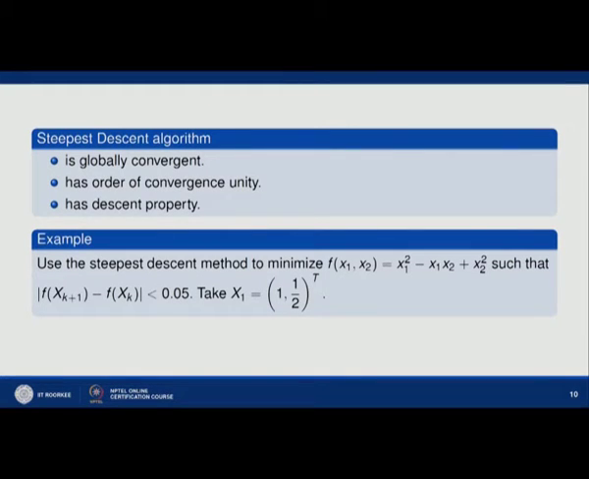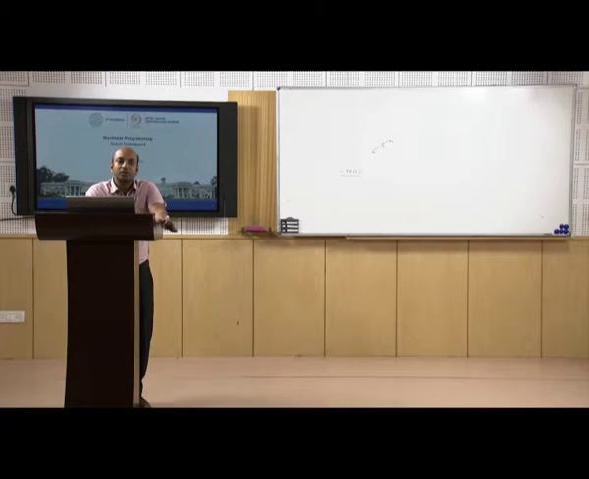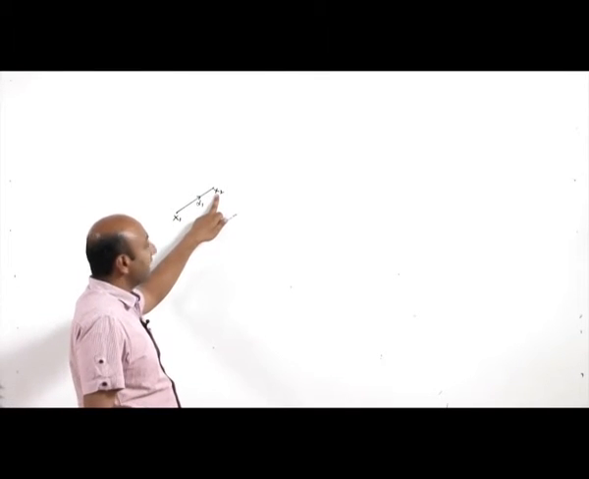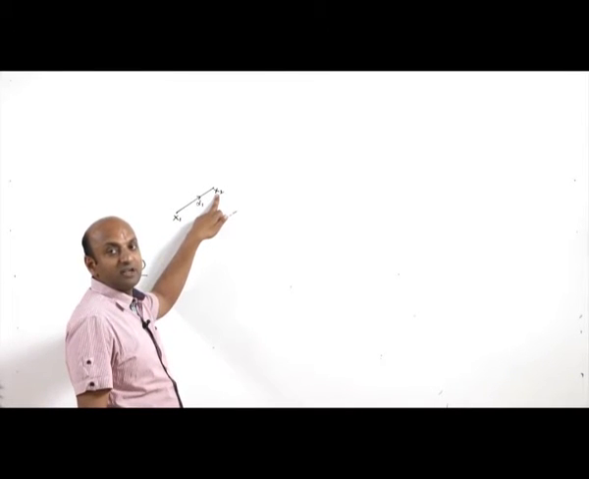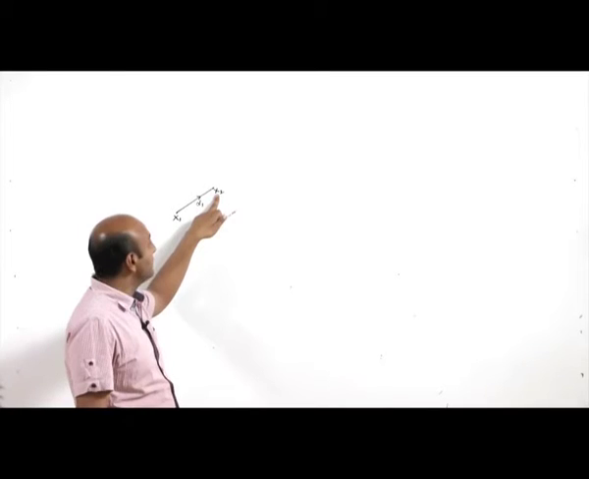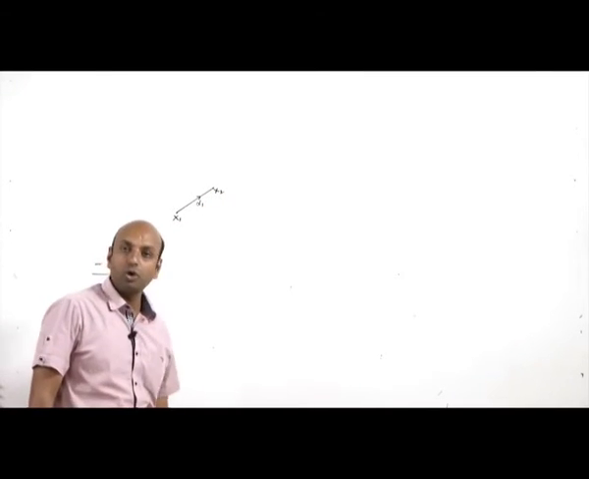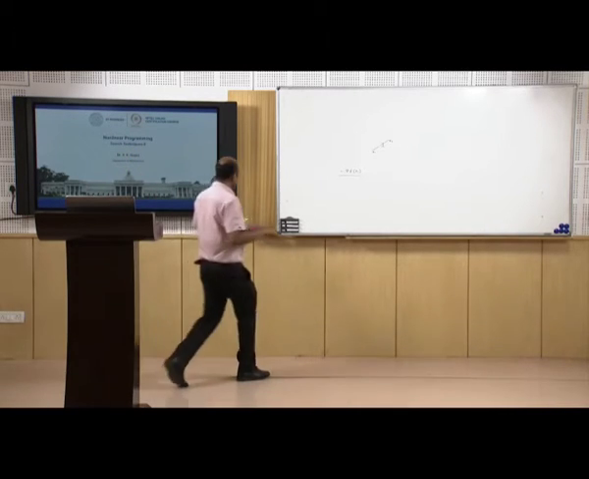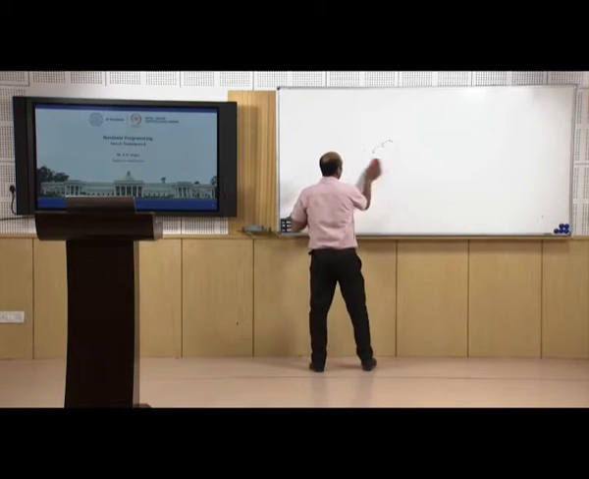It has some very important properties. One is that it is globally convergent. Second, it has order of convergence 1, and it has a descent property. Descent property means that at every stage, whatever x we find will always give a value less than the previous one. So, this has a descent property. Suppose we start with this problem. Let us discuss this problem, so things will be more clear.